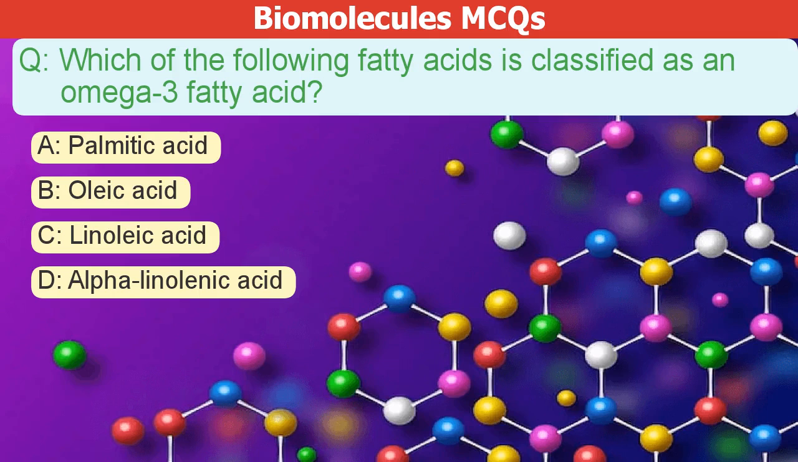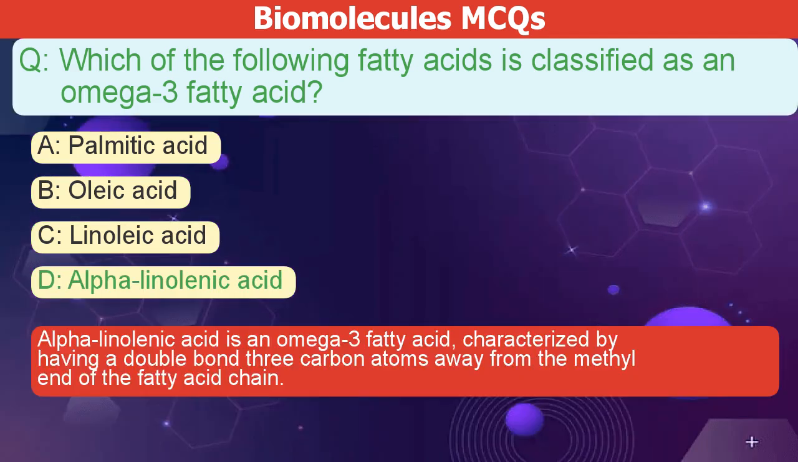Which of the following fatty acids is classified as an omega-3 fatty acid? A. Palmitic acid. B. Oleic acid. C. Linoleic acid. D. Alpha-linolenic acid. The correct answer is D. Alpha-linolenic acid is an omega-3 fatty acid, characterized by having a double bond 3 carbon atoms away from the methyl end of the fatty acid chain.